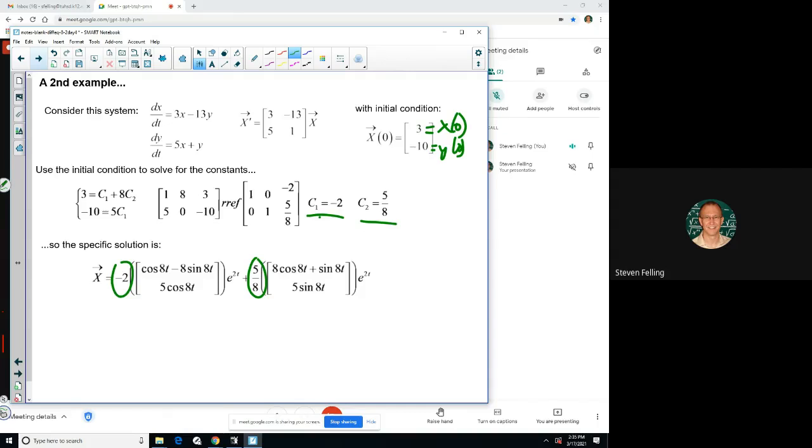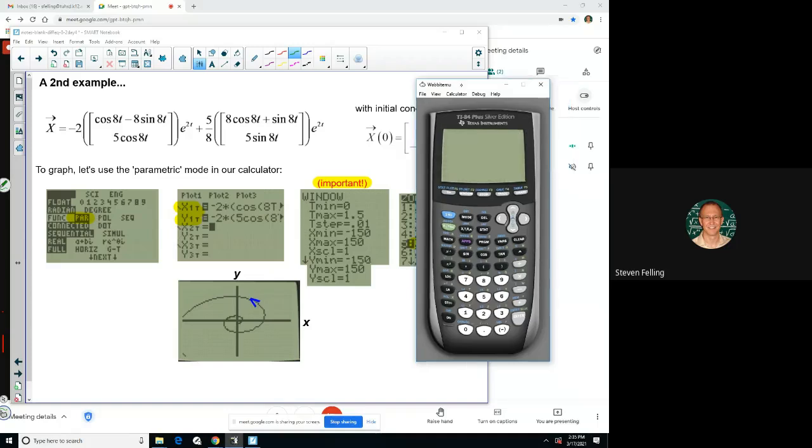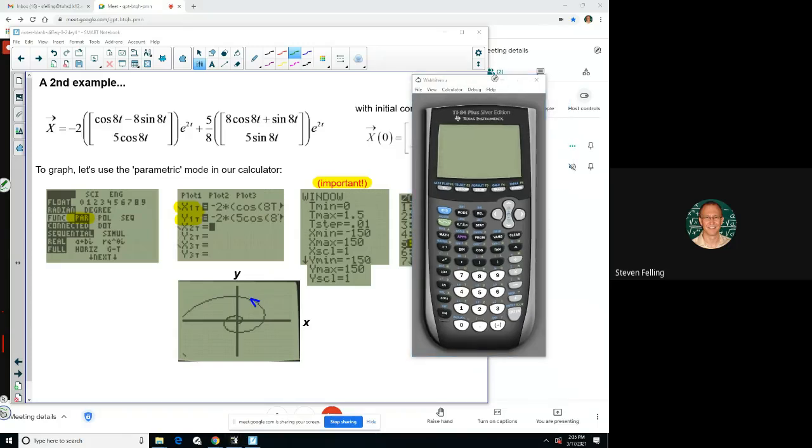But what would the phase portrait or the phase diagram look like for this? Well, I want to show you something in your calculator that maybe you've encountered. Since this is essentially a parametric equation, we can use the parametric mode of our calculator to graph this. So I wanted to show you what that would look like.